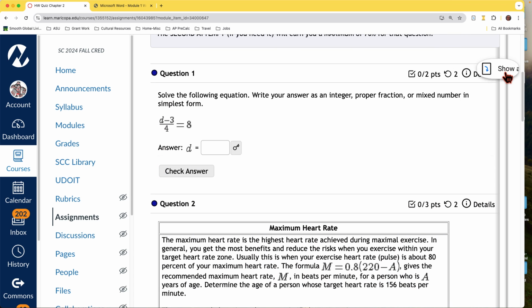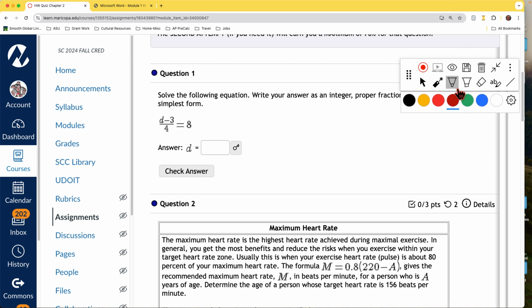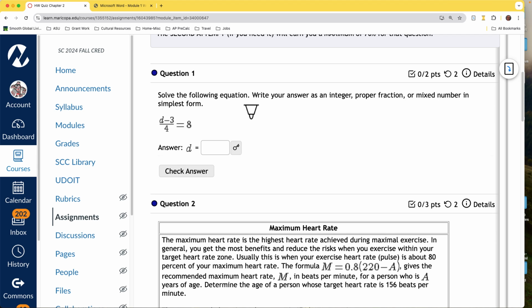So this one says, solve the following equation. Write your answer as an integer, proper fraction, or mixed number. Okay, so we want to solve this equation. Is this a one-step, two-step, multi-step? Good, it's a two-step. There's a division by 4, there's a minus 3. Typically, the way this is set up, should I deal with the subtraction first? What would be my first step that you see here?